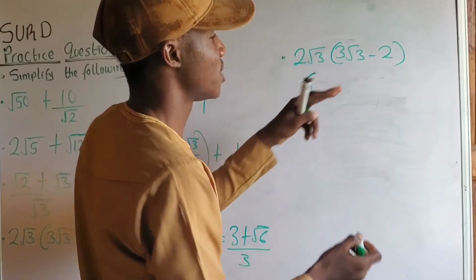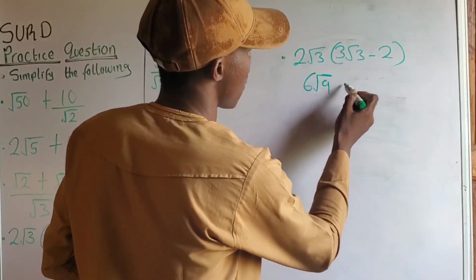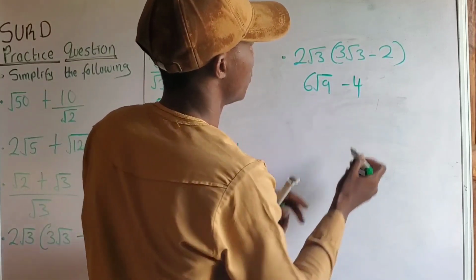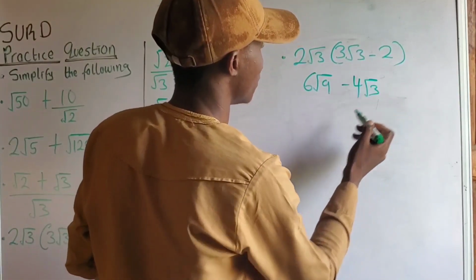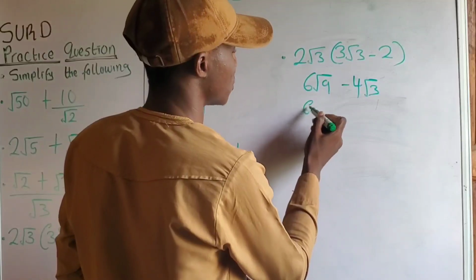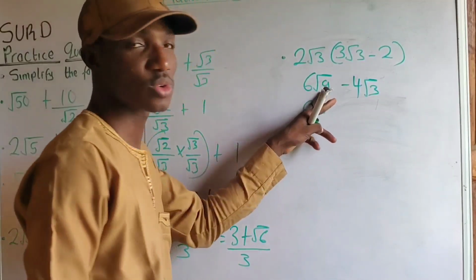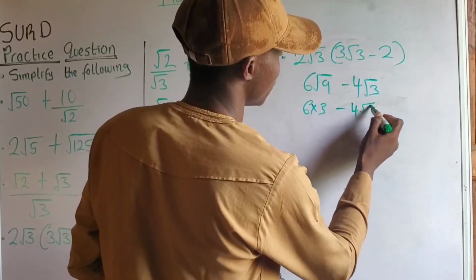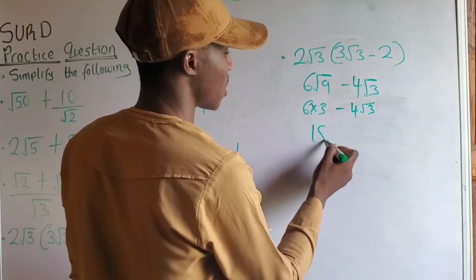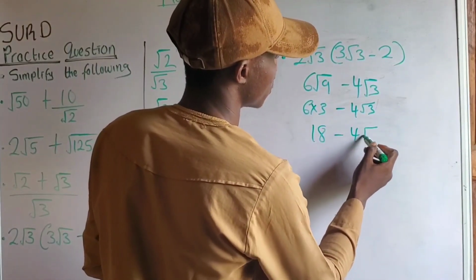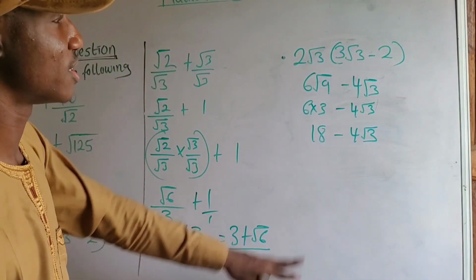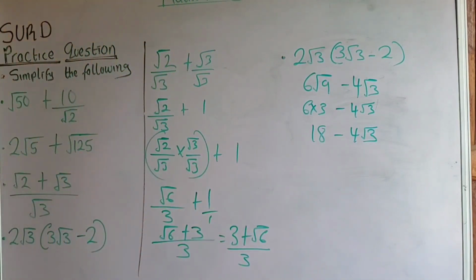Then root 3 times root 3 is what? Root 9. Yes. Now 2 times minus 2, that is what? Minus 4. Then root 3. Okay. So I'm going to have 6 root 9 is what? 6 times 3, because the square root of 9 will give us 3. So I'm going to have 6 times 3 minus 4 root 3. 6 times 3 is 18. So I'm going to have 18 minus 4 root 3. Okay. So that is the simplified version of the surd.